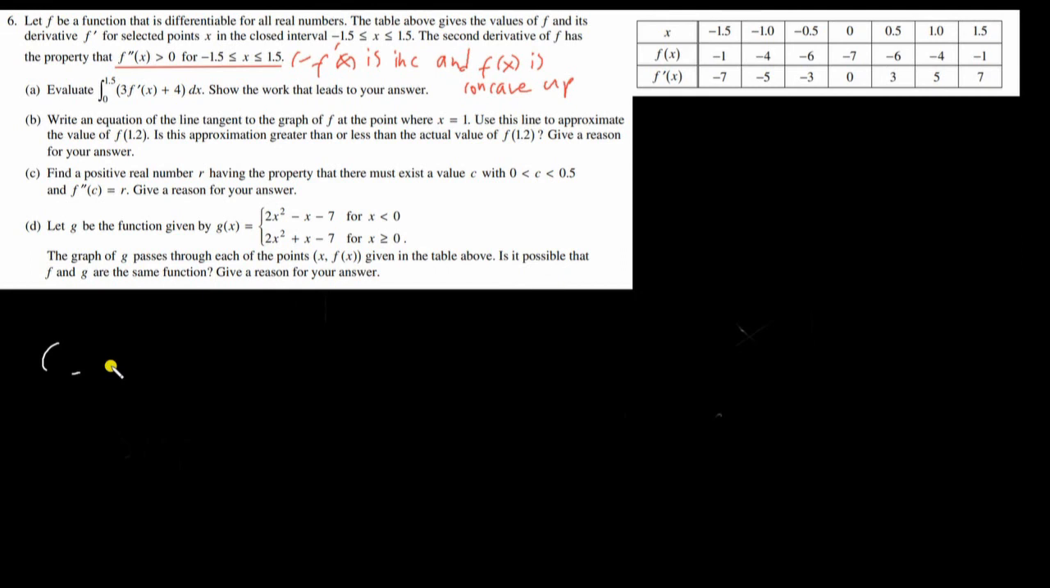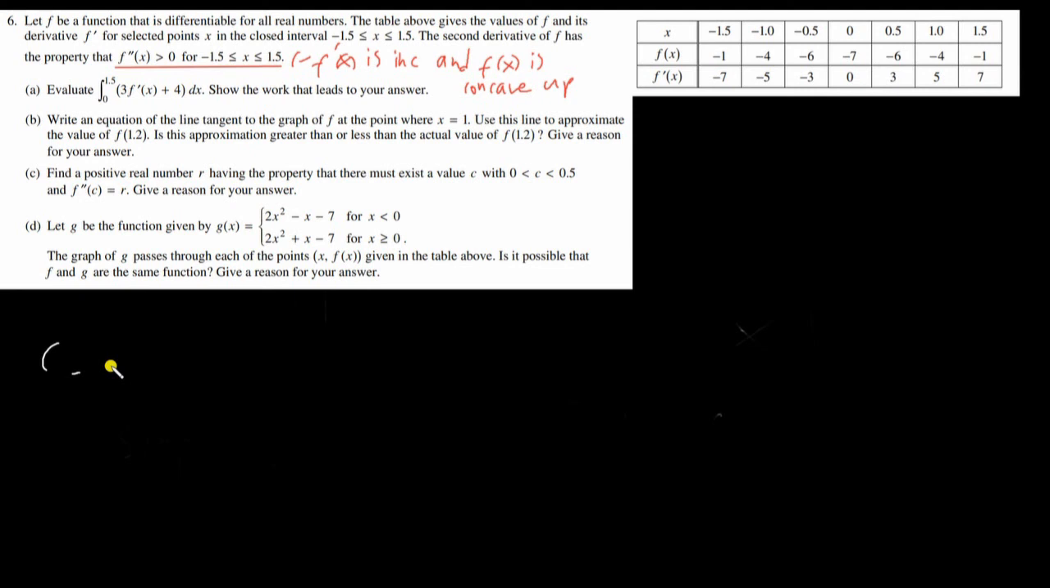Alright, part C. Find a positive real number r having the property that there must exist a value c where c is between 0 and 0.5 and f double prime of c equals r. So when I see something like this, the first thing that comes to my mind is either the mean value theorem or the intermediate value theorem. And in this case, we're going to be using the mean value theorem, okay? Because we have f double prime.